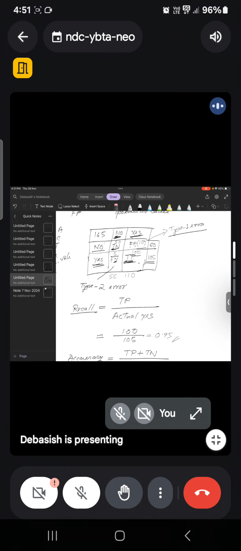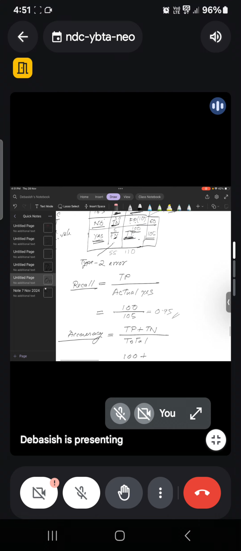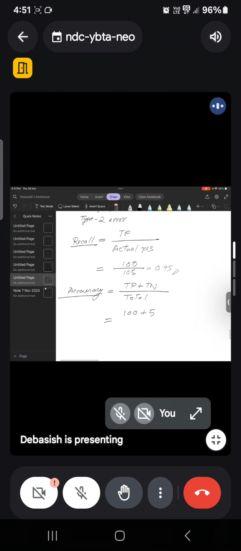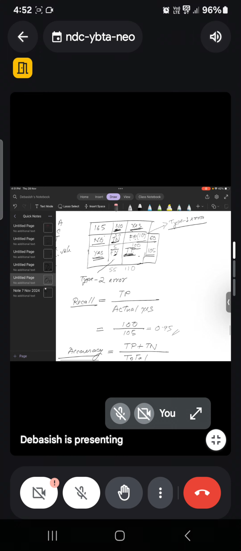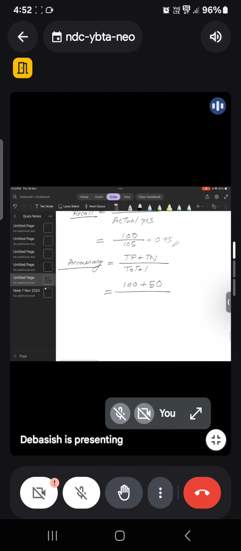So basically we will just consider true positive and true negative. When we are calculating accuracy, just remember the first word should always be true: true positive and true negative. Then we will calculate accuracy. So how to calculate? TP plus TN. TP is 100 and TN here is given as 50. We add these two, and the total sample size is 165. So just divide by 165. It will come to around 0.91. So that is the accuracy.